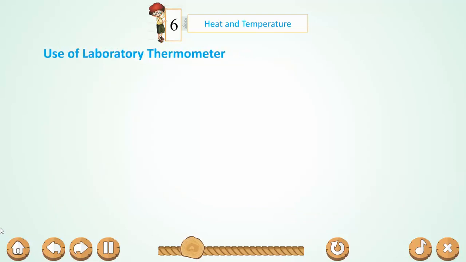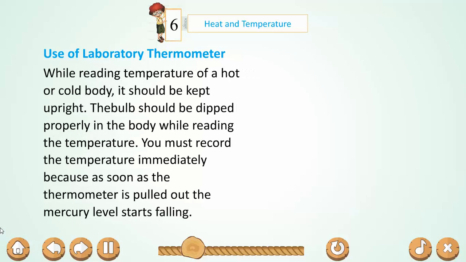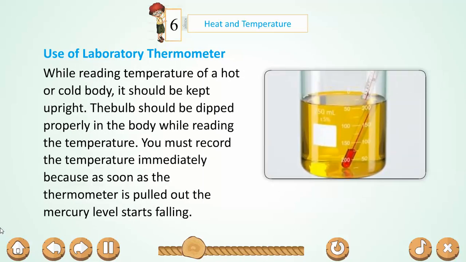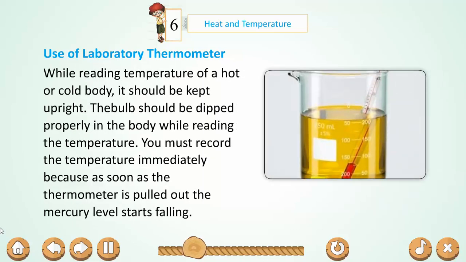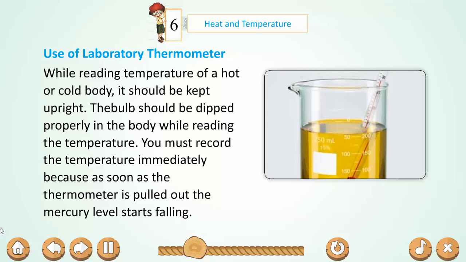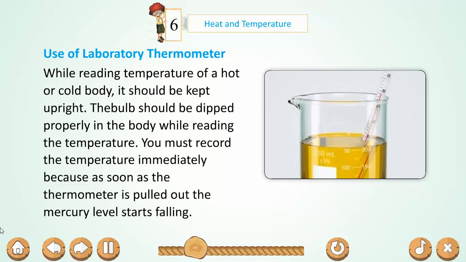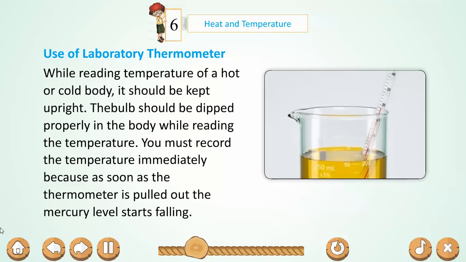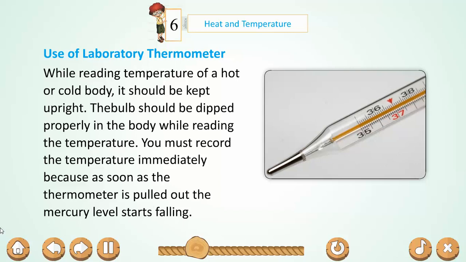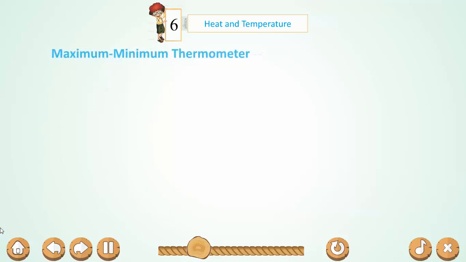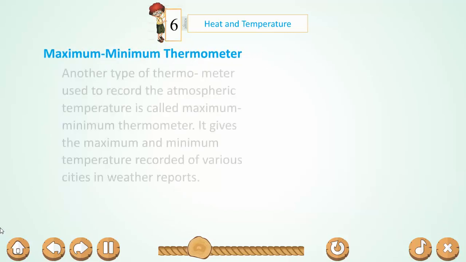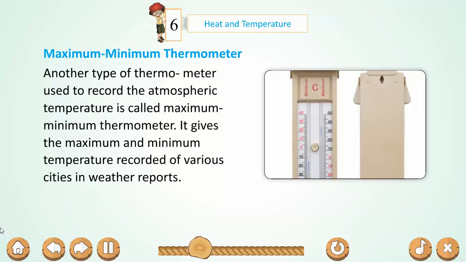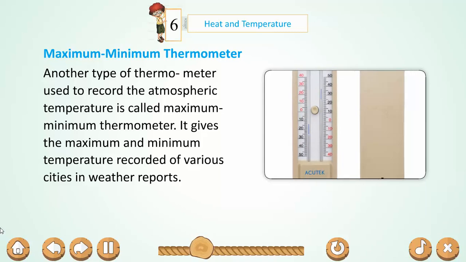Use of laboratory thermometer. While reading the temperature of a hot or cold body, it should be kept upright. The bulb should be dipped properly in the body while reading the temperature. You must record the temperature immediately because as soon as the thermometer is pulled out, the mercury level starts falling. Maximum minimum thermometer. Another type of thermometer used to record the atmospheric temperature is called a maximum minimum thermometer.